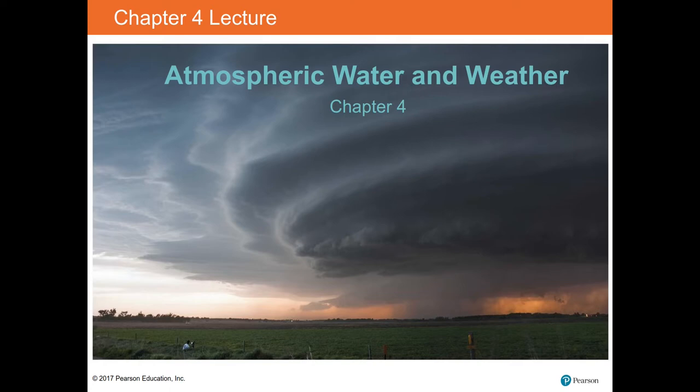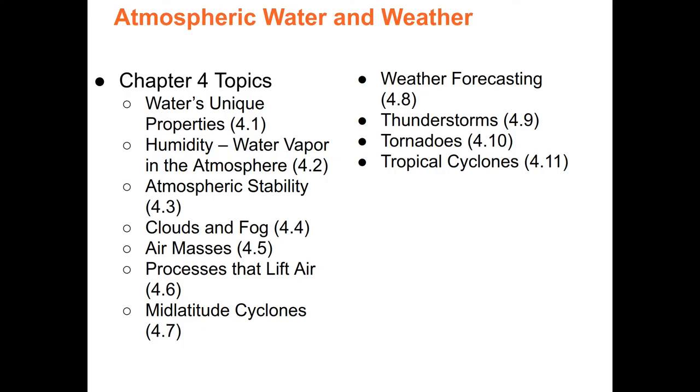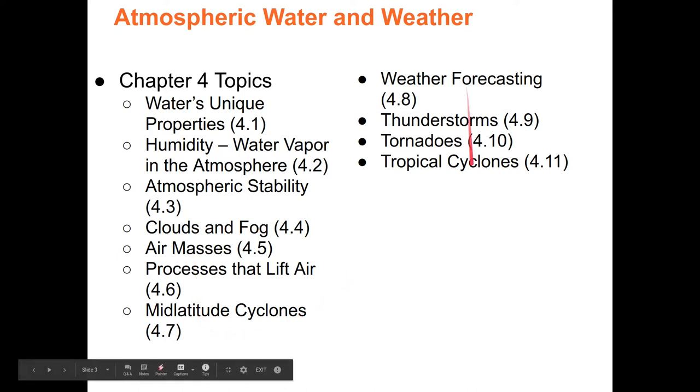So the whole key to this chapter is understanding water, which is really weird, like incredibly weird. You have no idea how weird water really is. Anyway, in today's video, we'll talk about water's unique properties, humidity, atmospheric stability, and then clouds and fog. And then everything else we'll talk about in the second video.